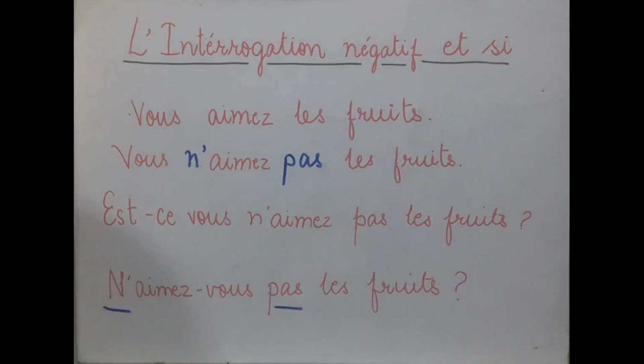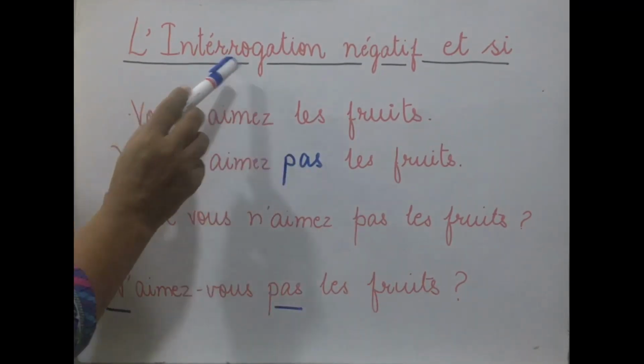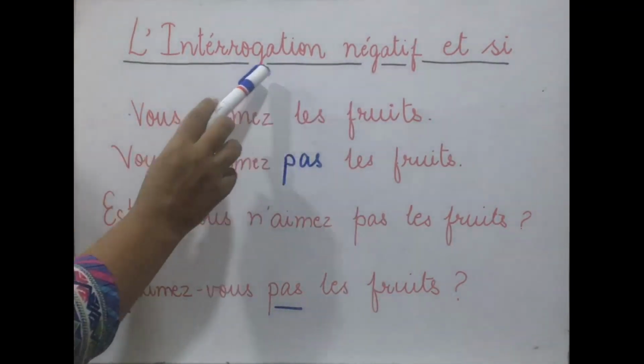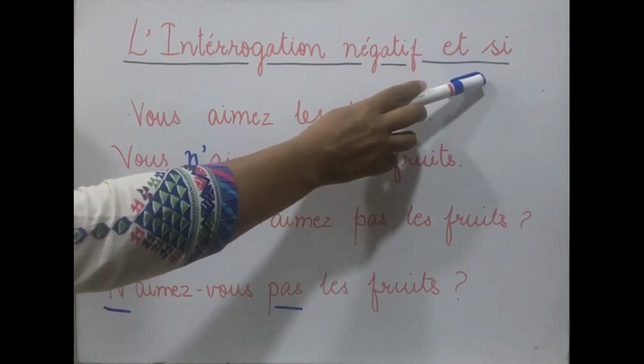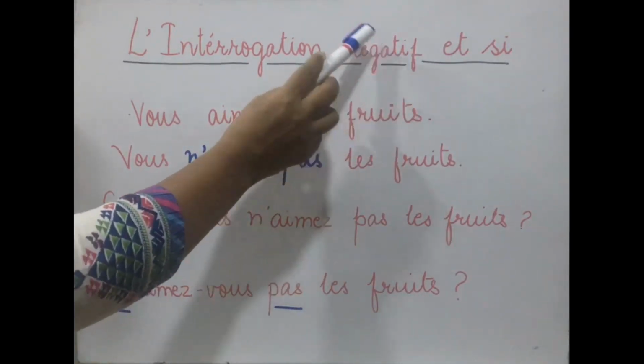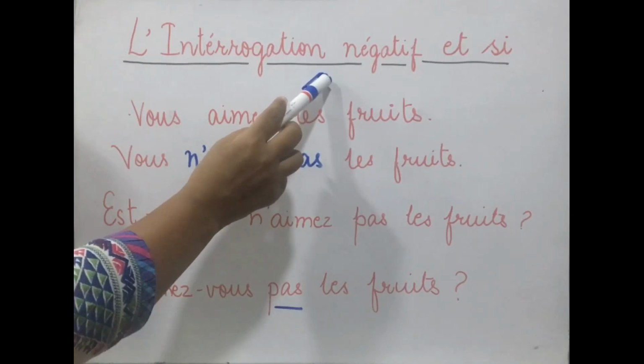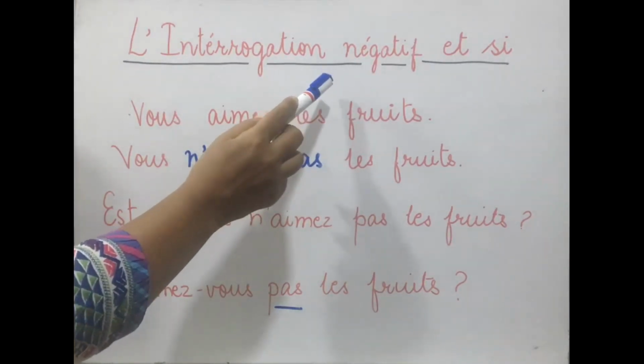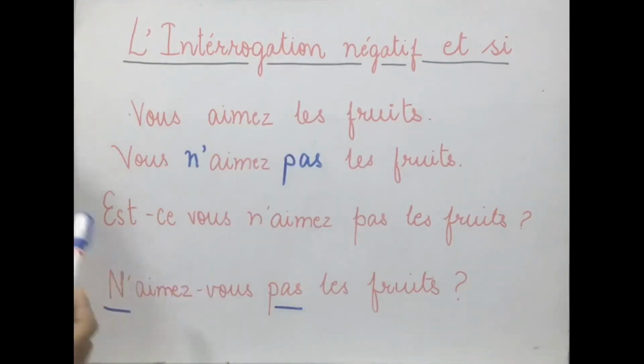Last week our lesson was about the interrogation. We are continuing with the lesson today, and this is interrogation part 2, or you can say it is about the interrogation négative. Now first we will learn what is interrogation negative. I gave you a glimpse in the last lesson also about this.